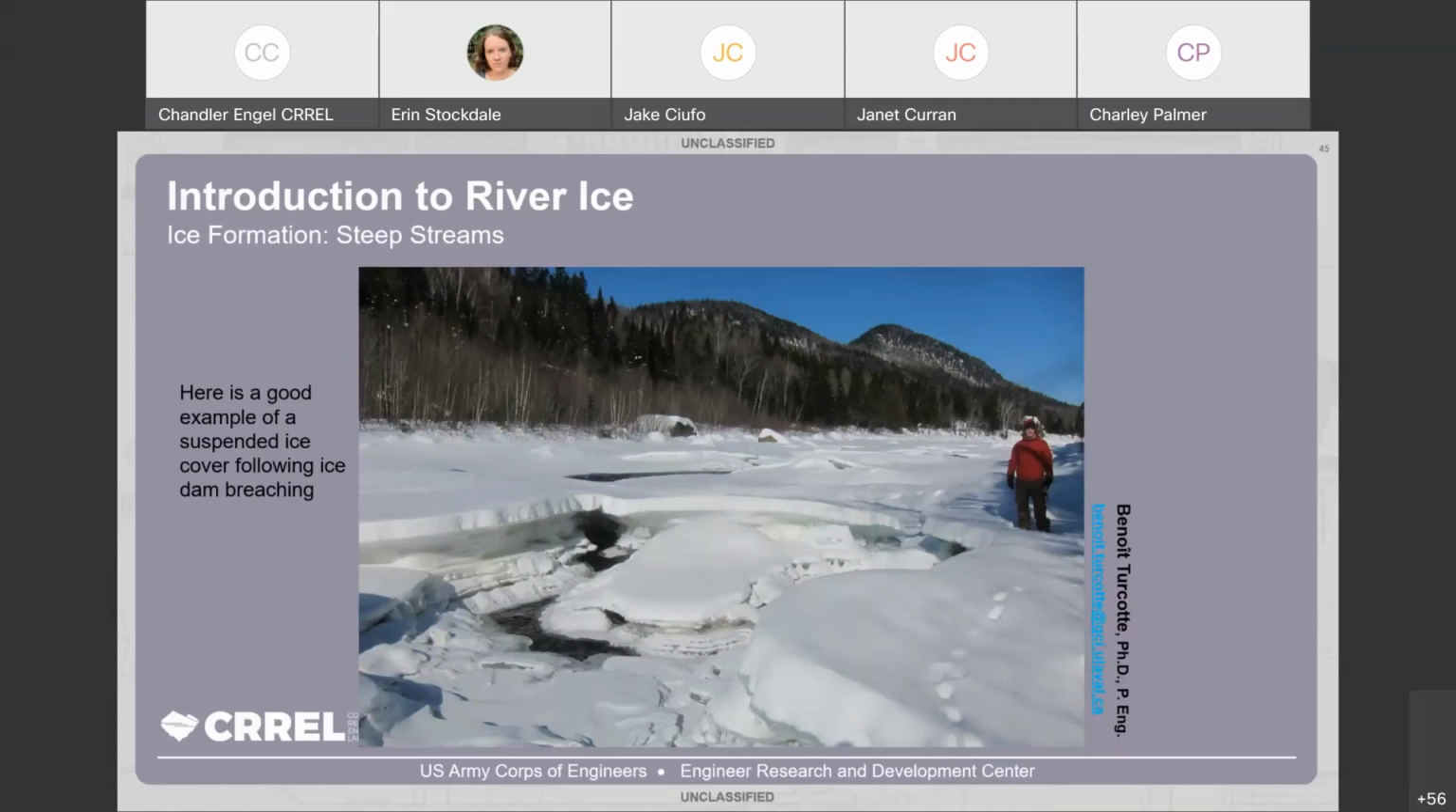So ice processes in steep streams is an interesting and really complex topic on its own, but for now, we'll leave it here, and I think maybe somebody later in this series is going to talk a little bit more about that.